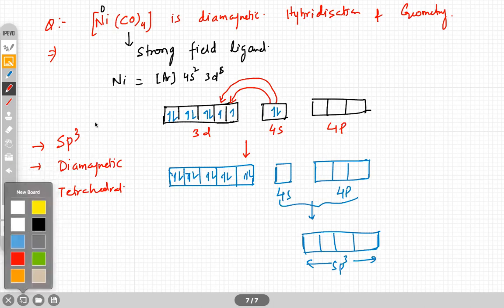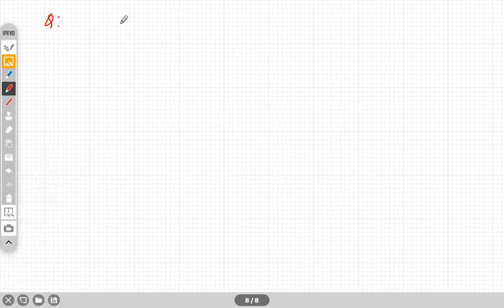Try this one. Ni(CN)4. And cyanide is also a strong ligand. Ni(CN)4 2 minus is the complex. Find its magnetic property, geometry, and hybridization.